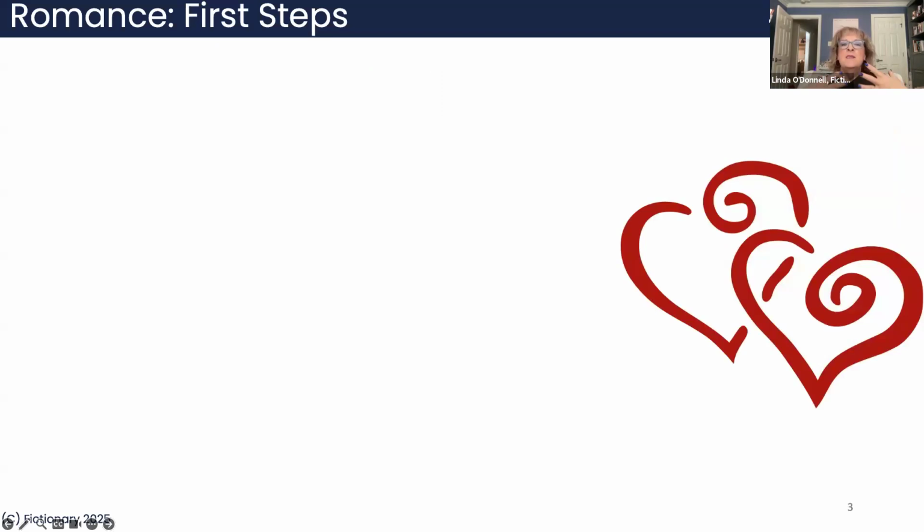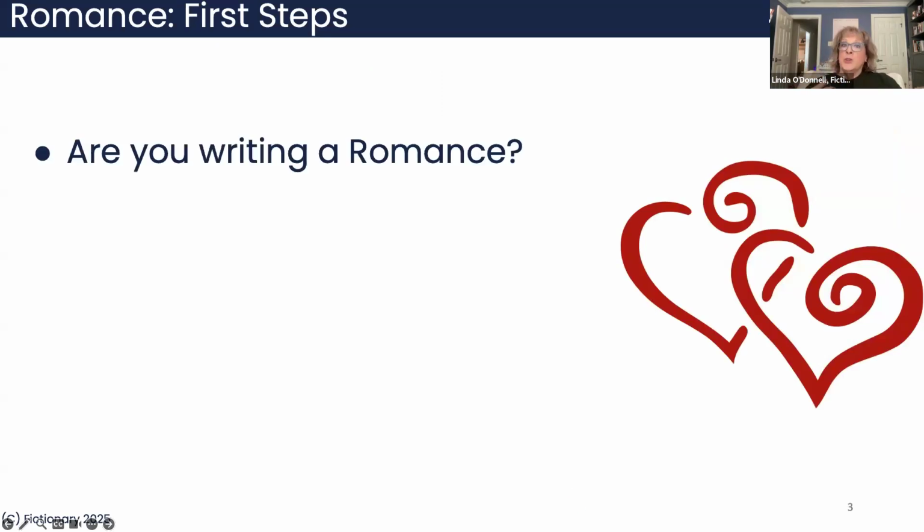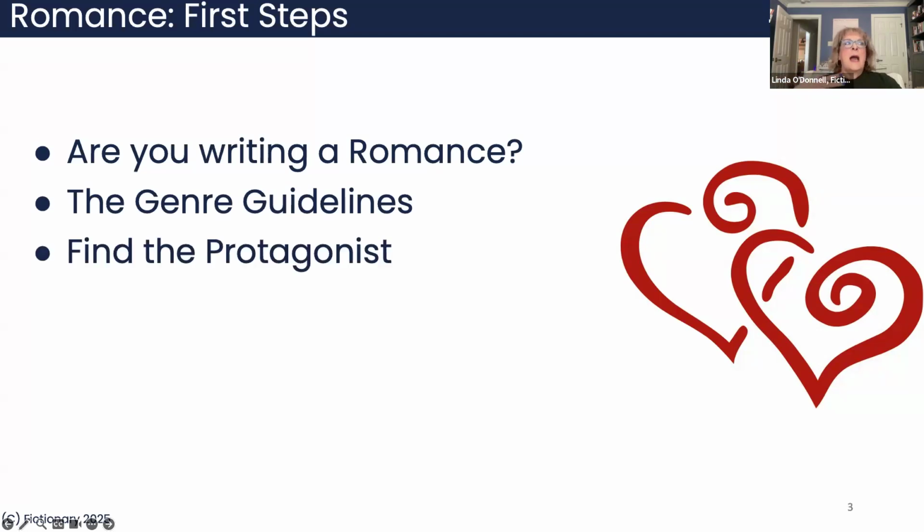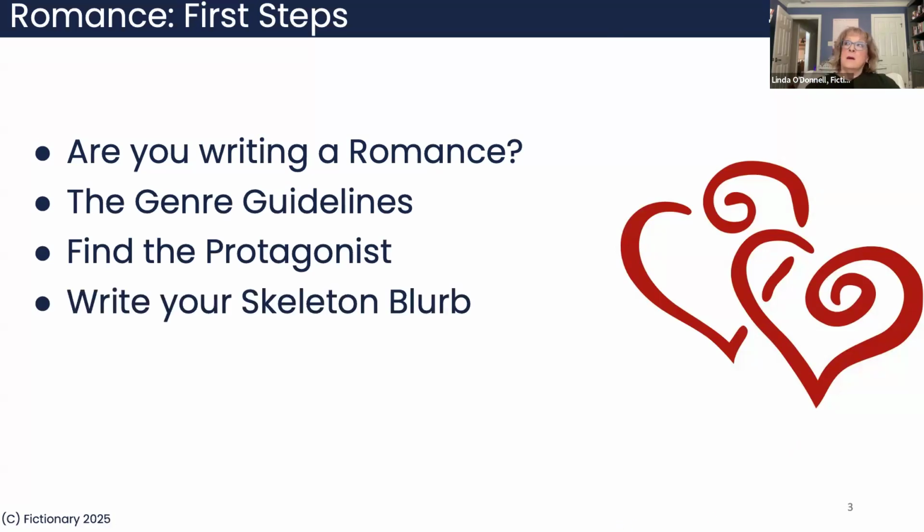Okay, so here's some of what we're going to talk about today. I want to make sure that you know you're writing a romance. We're going to talk about what the high level genre guidelines are for romance. I'm going to help you find your protagonist, and we will then write what we call a skeleton blurb. And don't worry, I am going to tell you what those are in case you've never heard that term before.